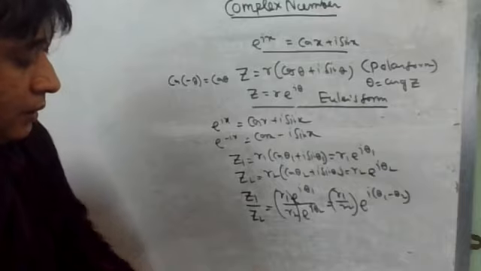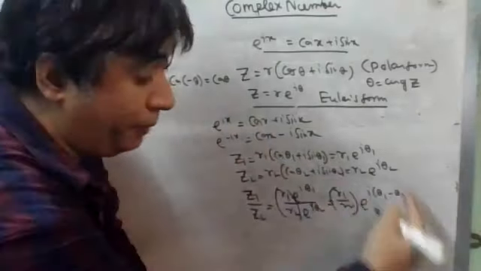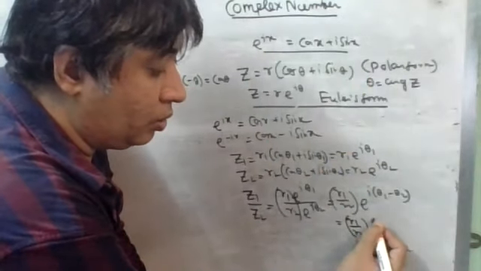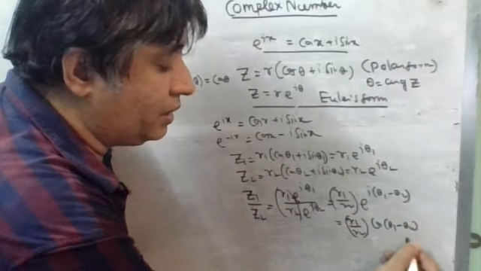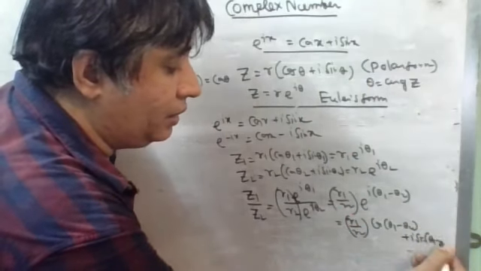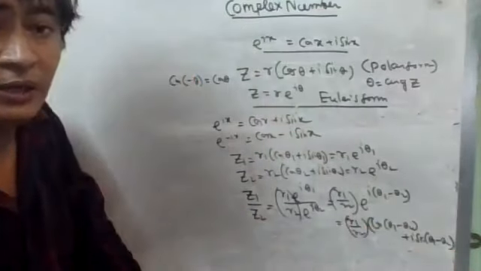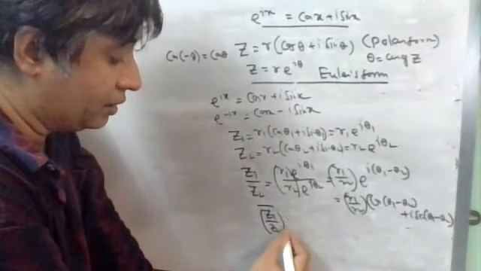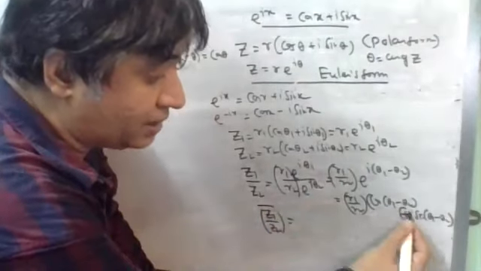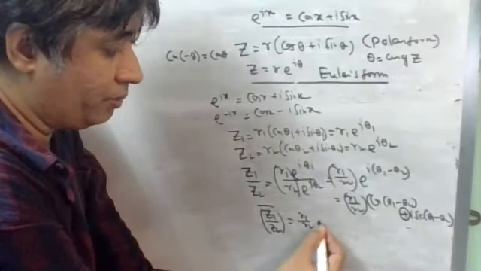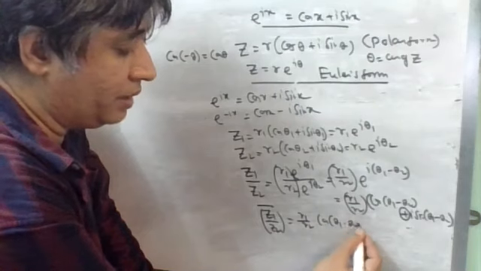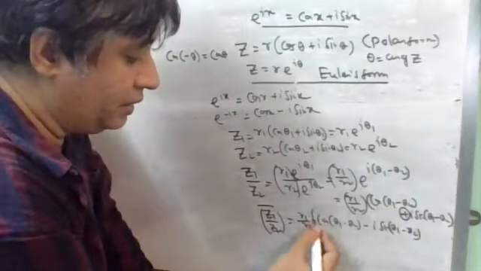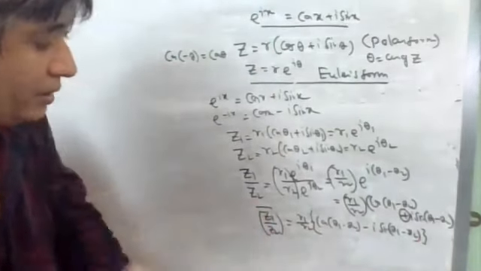Now, if you express it in polar form again, r1 by r2 (cos (theta 1 minus theta 2) plus i sin (theta 1 minus theta 2)). Okay? Therefore, Z1 by Z2 whole bar is equal to, this plus sign will become minus sign, r1 by r2 (cos (theta 1 minus theta 2) minus i sin (theta 1 minus theta 2)). That is Z1 by Z2 whole bar.